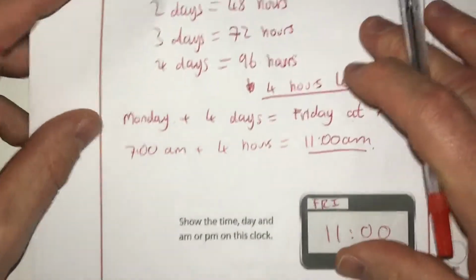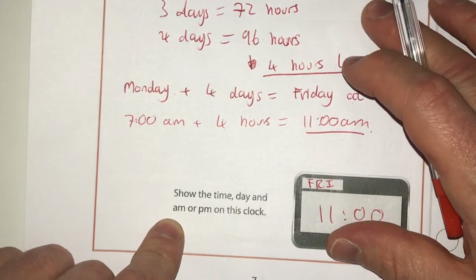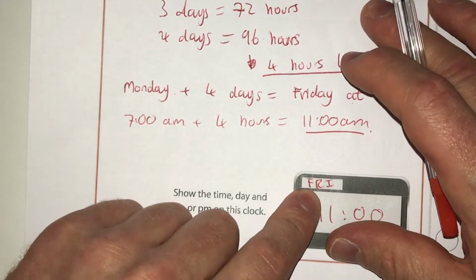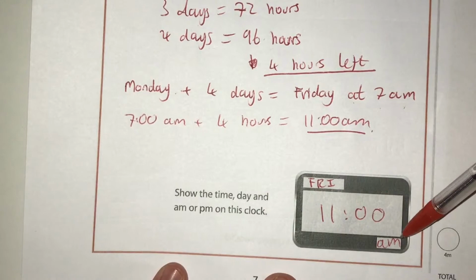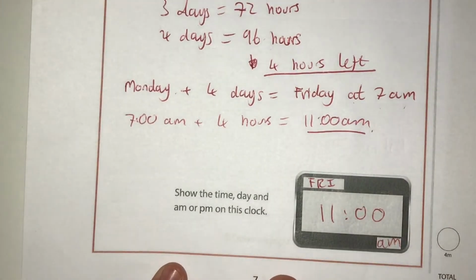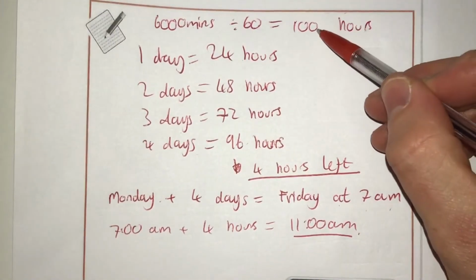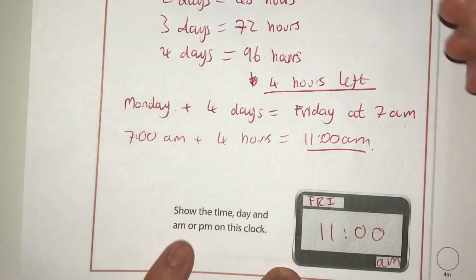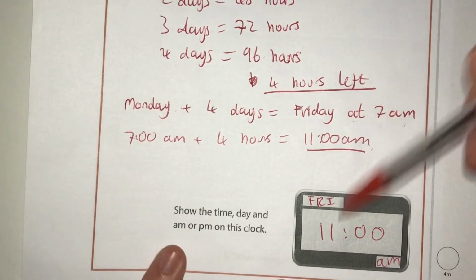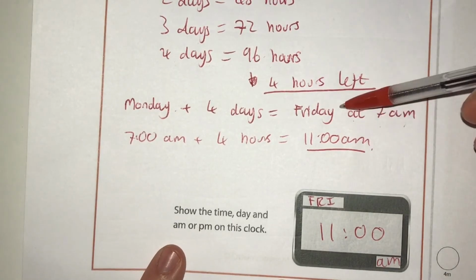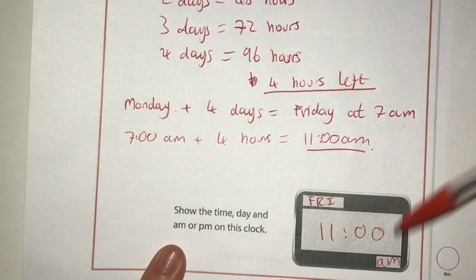So down the bottom, show the time, day, and AM or PM on this clock. Well, Friday is the day. 11 a.m. is the time. Don't forget the AM in the bottom for the full marks. So 1 mark for 100 hours. Then if you've identified 4 days, that would be 2 marks. Eventually then, your last 2 marks are going to be for finding out it's on a Friday and 11 a.m.